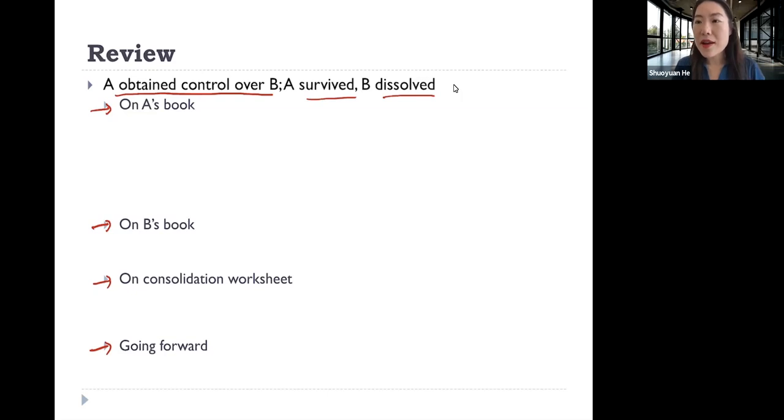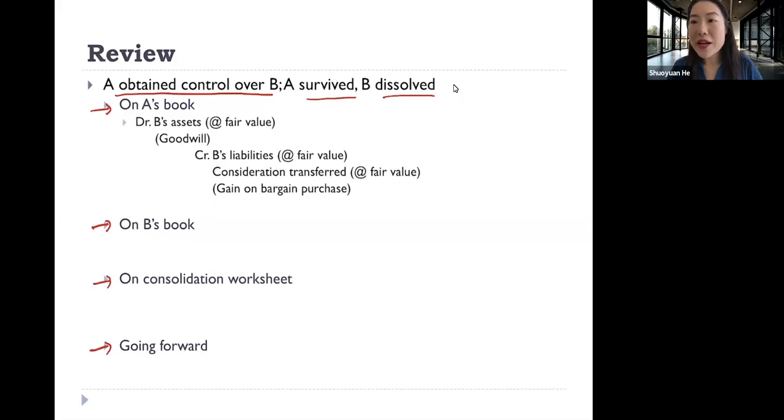Okay, so in the dissolution situation, on firm A's book, we make a journal entry, which is debit firm B's assets at the fair value of those assets, credit firm B's liabilities at the fair value of those liabilities. And because A is giving out something to acquire B, whatever A is giving is called consideration transferred. And we credit consideration transferred at the fair value of the consideration transferred. They can be cash, they can be in the form of stock, and so on and so forth.